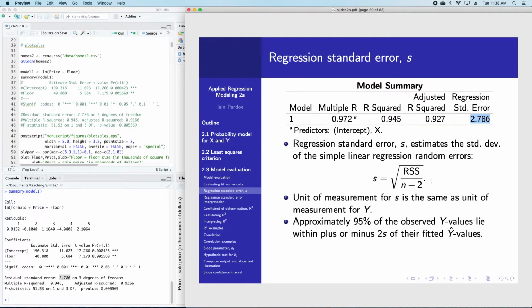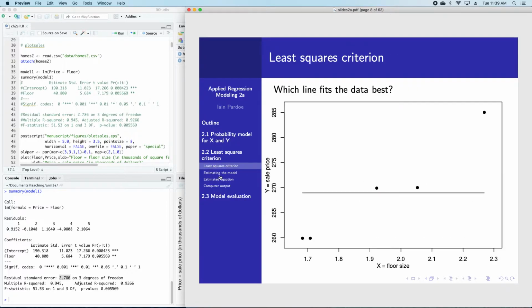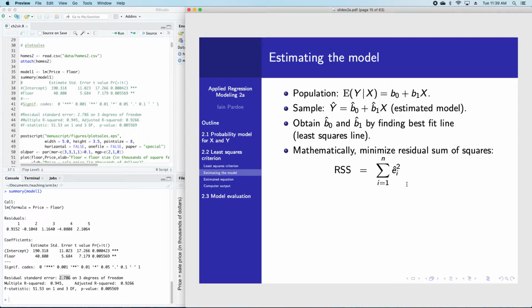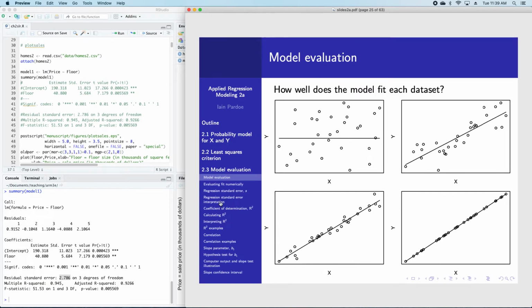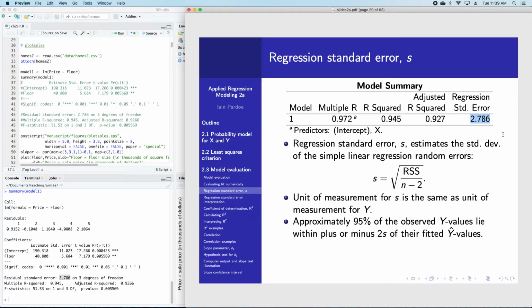S equals the square root of the residual sum of squares divided by n minus 2. And just to remind you what the residual sum of squares was, it's the sum over the sample of the residuals squared. And remember, the residuals are the difference between observed y and fitted y. And fitted y is given by the estimated equation b0 hat plus b1 hat x.